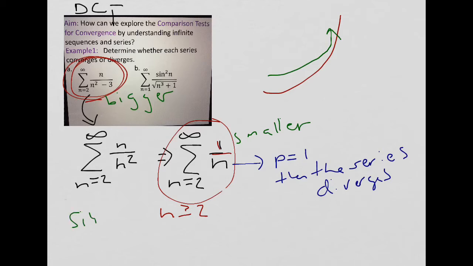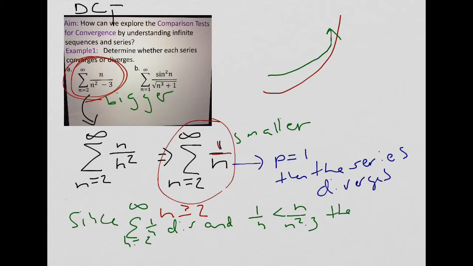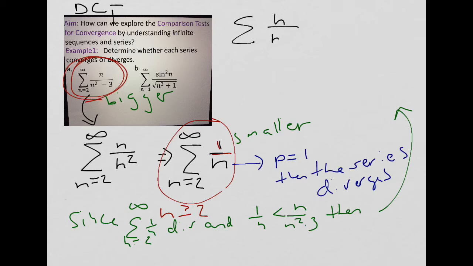So since this diverges and 1 over n is less than n over n squared minus 3, then, I'm running out of space, I'm going to need this space up here, then the original also diverges. Let me just finish the sum here.